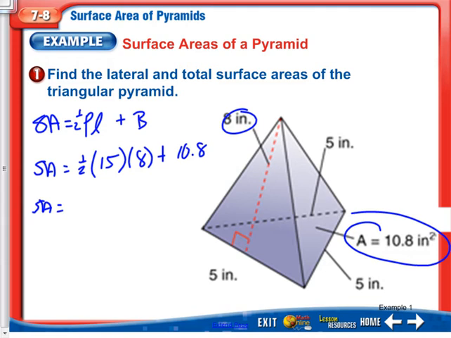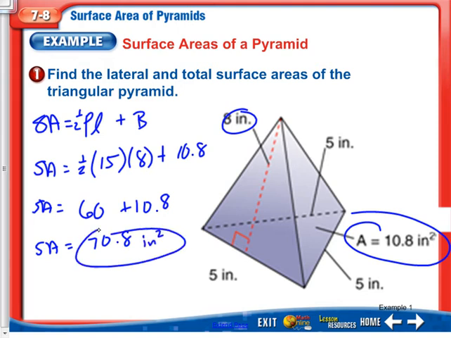All right, so now we go ahead and type this stuff in. If you wanted to, you could just take half of 8, which is 4. 4 times 15 is 60. So you may not need calculators for all this. So we have 60 plus 10.8. And so our surface area is going to be 70.8 inches squared. Okay? So that would be the total surface area of the triangular pyramid.